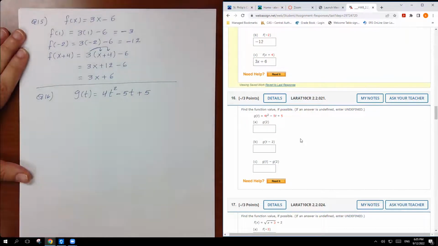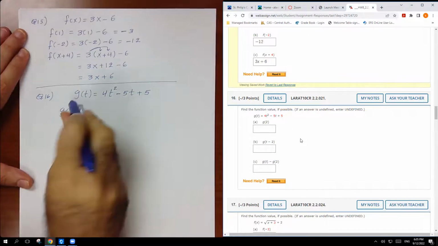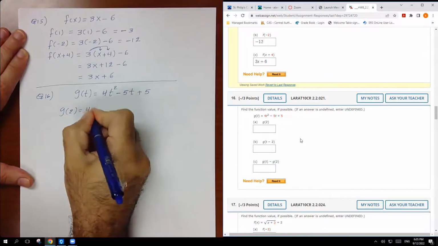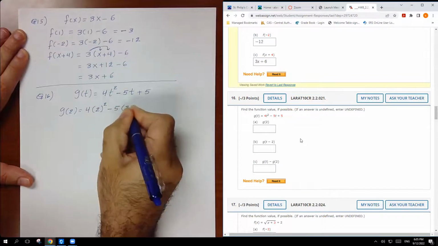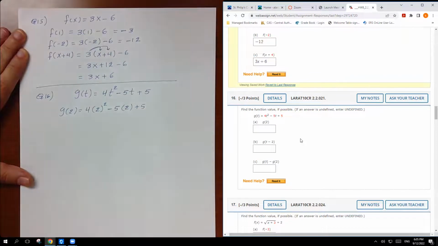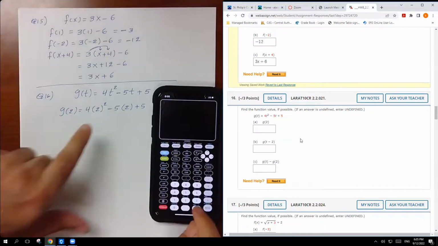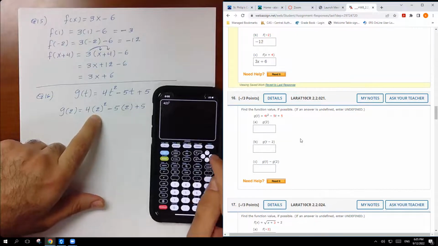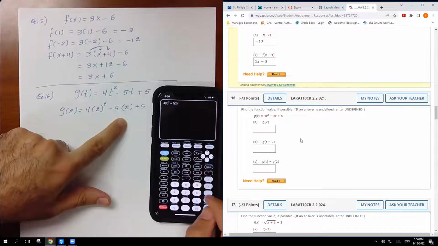So now let's find the first one, g of 2. That means we're going to plug in the number 2 instead of each t. So it's going to be 4 parentheses 2 squared minus 5 parentheses 2 plus 5. Let's check that. It's easier because you're going to make mistakes here. So 4 parentheses 2 squared minus 5 parentheses 2, close the parentheses, plus 5.